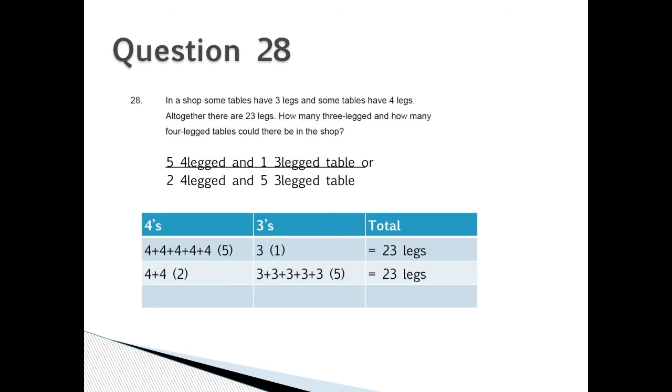Here we are looking for tables whose legs will add up to 23 legs, but each of the tables will either have 3 or 4 legs only. So we have 2 options. We can have 5 tables with 4 legs and 1 table with 3 legs. That will give us a total of 23 legs. Or we can have 2 tables with 4 legs and 5 tables with 3 legs. It will still give us a total of 23 legs.